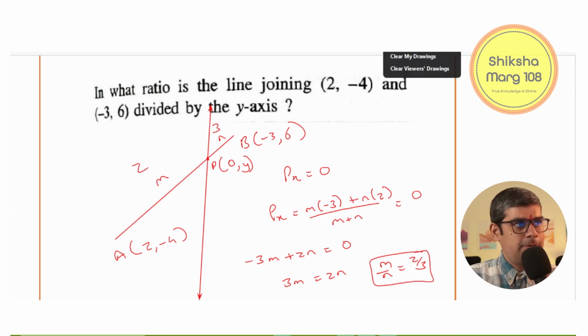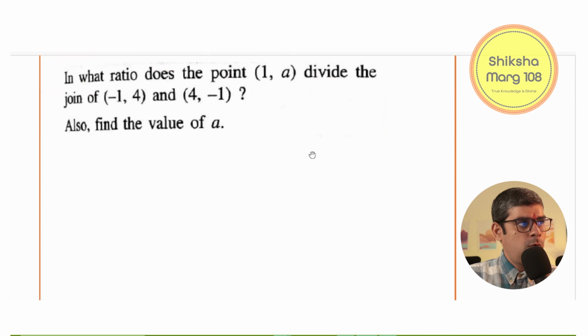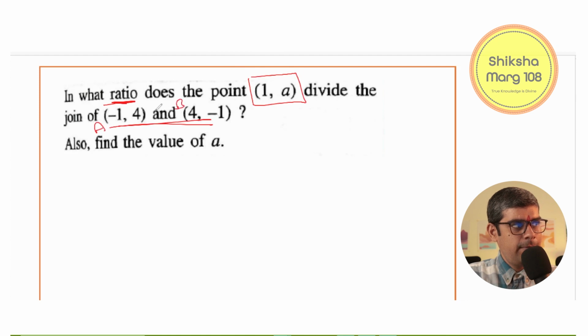Next question now. All right. In what ratio does the point (1, a) divide the join of (-1, 4) and (4, -1)? Let's try to understand this question. They're asking us in what ratio, so the ratio is required. Obviously, the point P is given, which is dividing the join of these 2 points. So let's call these 2 points A (-1, 4) and B (4, -1).